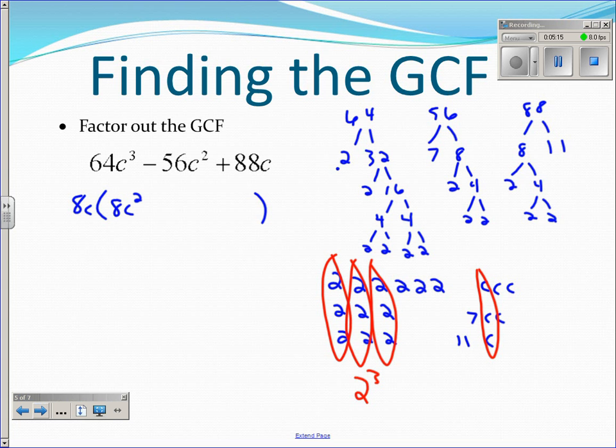8C squared. Is that correct? Well, we could do 8C times 8C squared, and we get 64C cubed. Bring my minus down. We have 7C. 8C times 7C is 56C squared, so we got that right. Plus 11. What's 8C times 11? 88C.